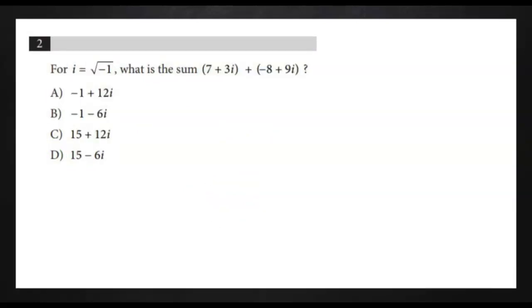Okay. Looking at the next question, we're going to add. So we will add the real parts together. So the 7 and the -8, which is -1. And then you're going to add the imaginary parts together, which is going to be 12i. Can't combine these, so your answer is going to be letter A.